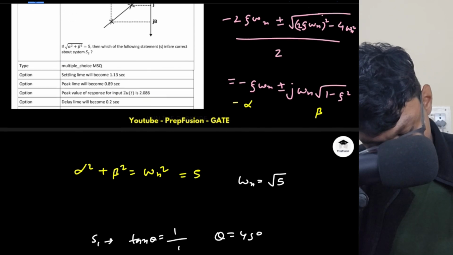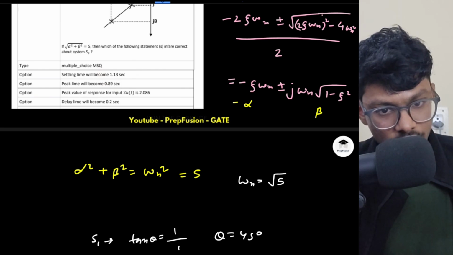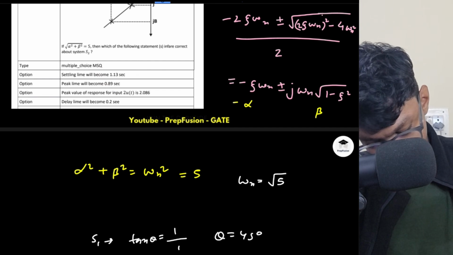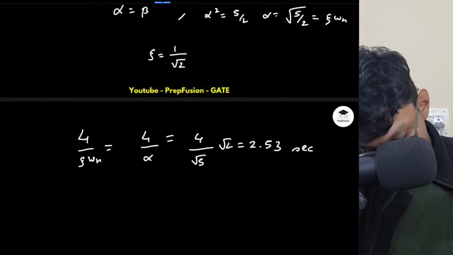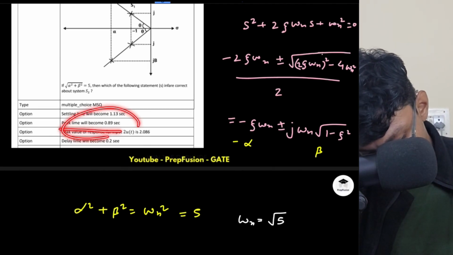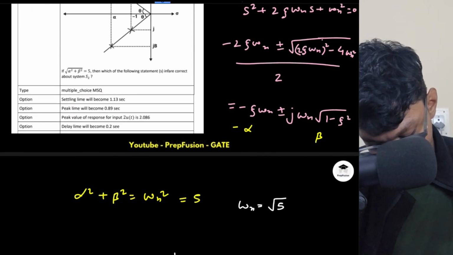Is it present in the options? No, it is 1.13. Of course it is not the correct settling time that is present, so this will not be the correct answer here. Let me check the other options. The peak time will become 0.89 seconds.